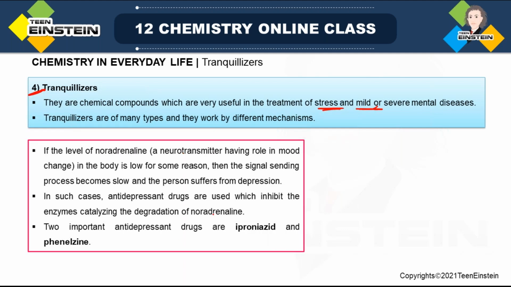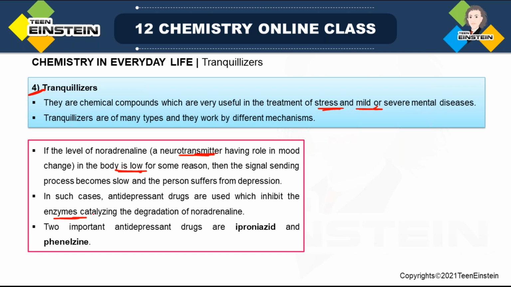So here we will see the type. If the level of noradrenaline, which is another type of chemical messenger, or you can say neurotransmitter, has a role in mood change in the body. So if this neurotransmitter's amount is somehow low in the body for some reason, there may be different reasons, then the signal sending process will become slow and the person will suffer from depression. In such cases, antidepressant drugs can be used which inhibit the enzyme catalyzing the degradation of noradrenaline.